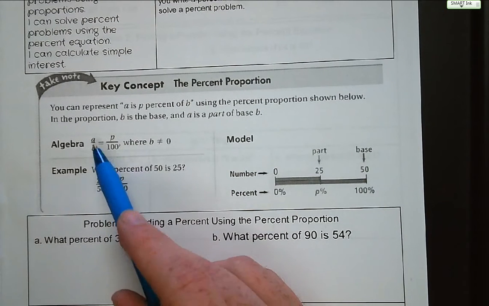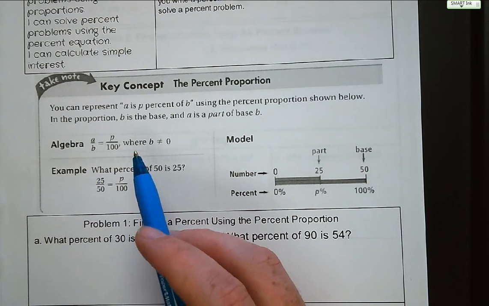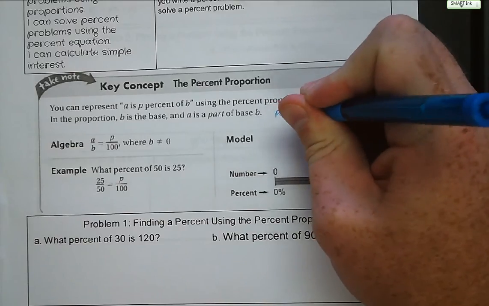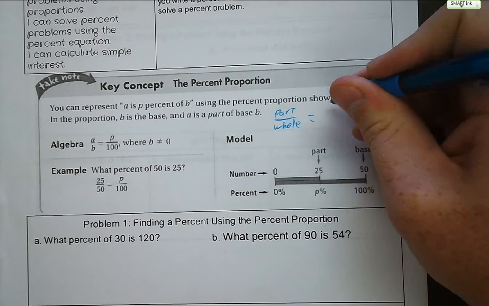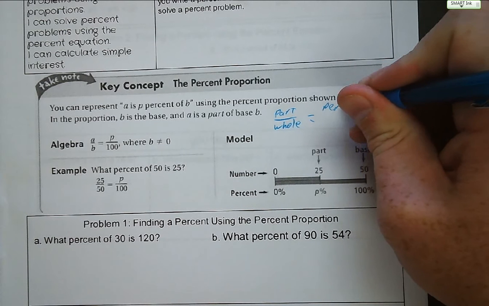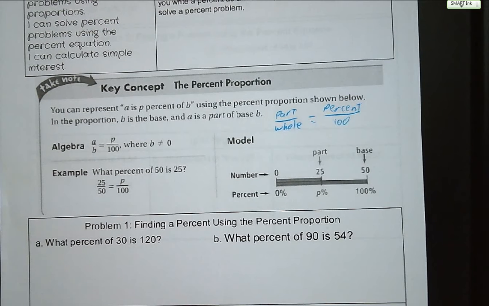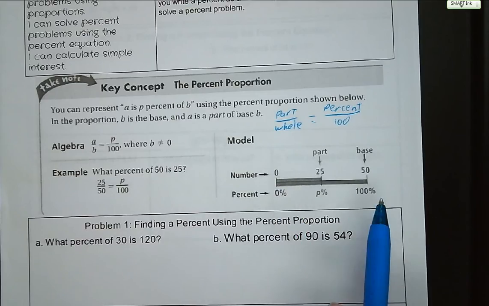A over B is equal to P over 100, where A is the part, so we've got part over whole is equal to percent over 100. Now, the key thing to notice is the part could potentially be more than your base. It could be 120%, 200%, 500%. So we're going to look at it.